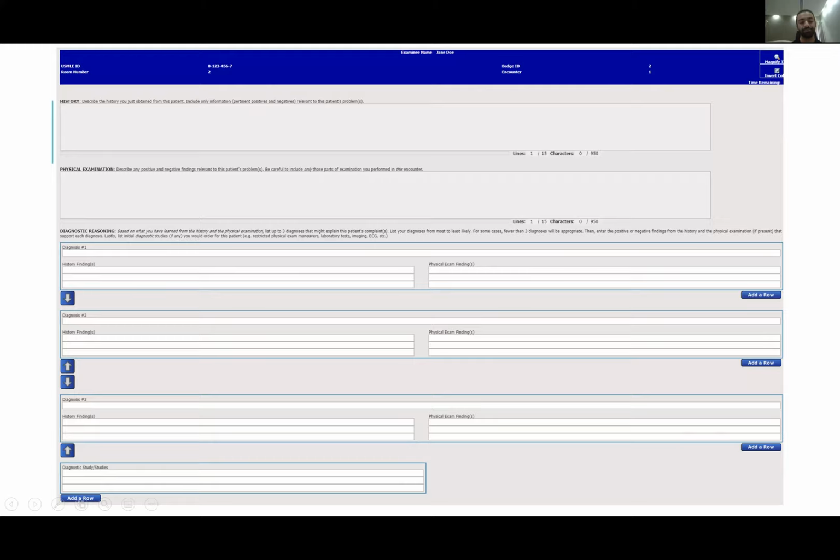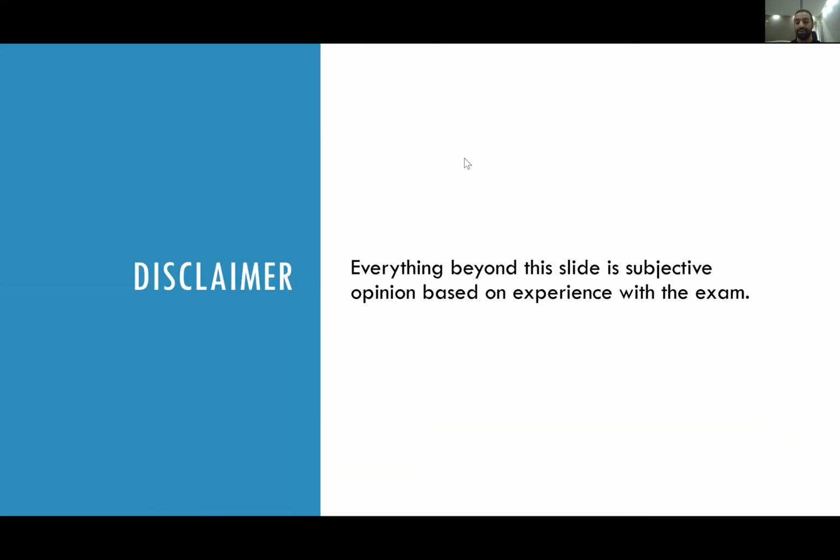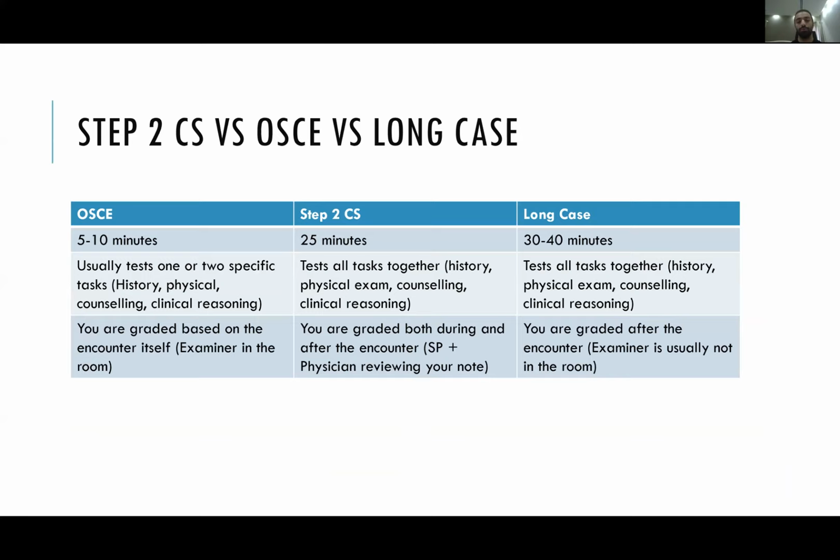What comes next is all again my opinion on the exam instead of the facts. I'll talk a little about the differences between Step 2 CS and the OSCE in med school and the long case in med school. OSCE is usually 5-10 minutes, it's very structured. And it usually asks you to do one or two specific tasks, for example a history or a physical or some counseling or clinical reasoning. It asks you for something specific and you do it, you don't do all of them together.